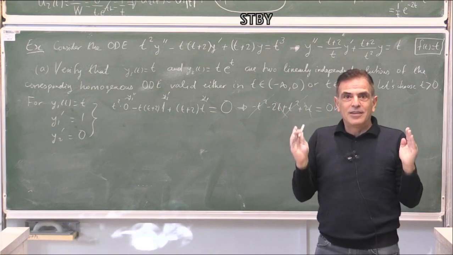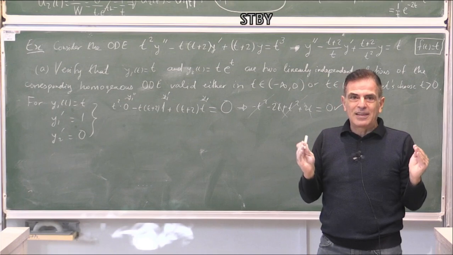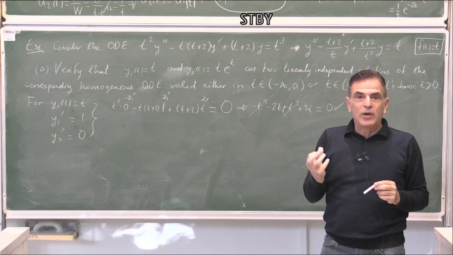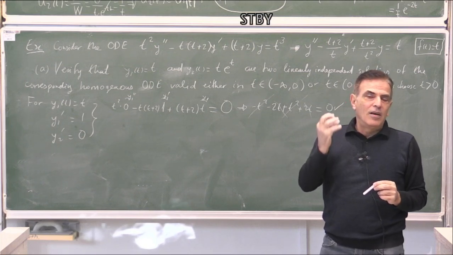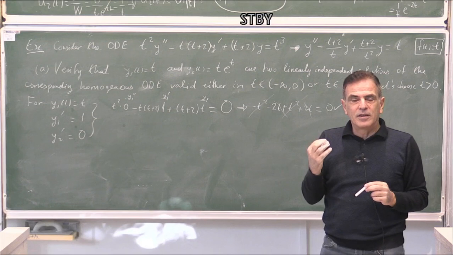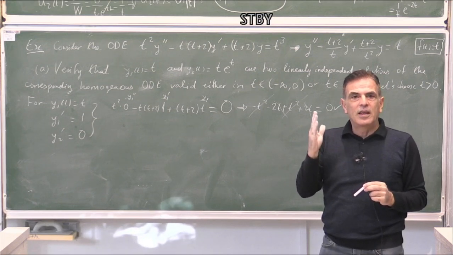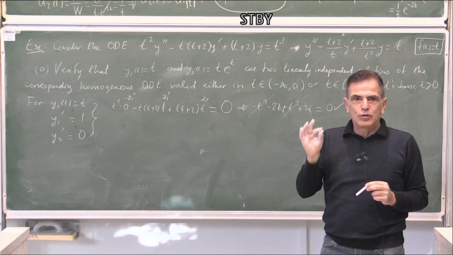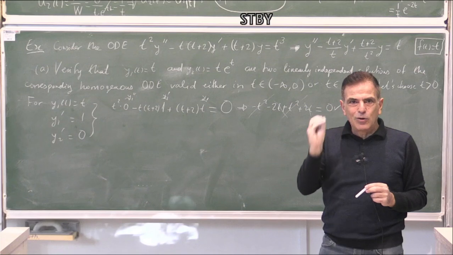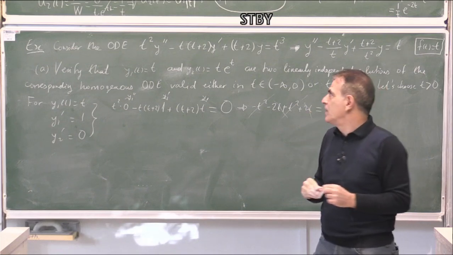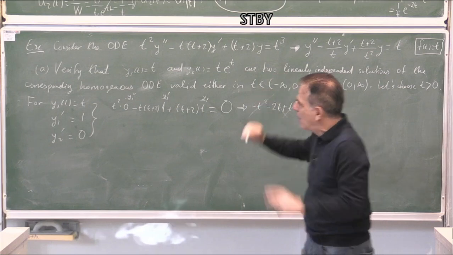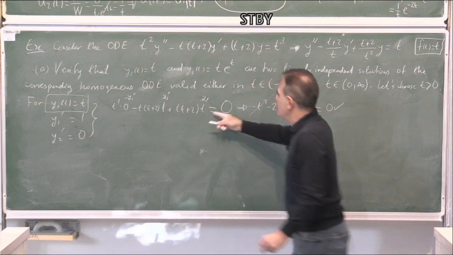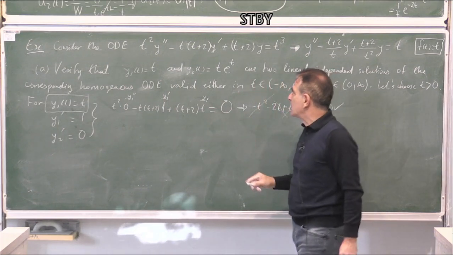Recall that there is in general no method to find solutions of a linear differential equation with variable coefficients. There is, unfortunately, no general method to solve a linear ODE with variable coefficients. In this specific example, we somehow guess that t is a solution and substitute into the homogeneous equation. So we see that it is satisfied.